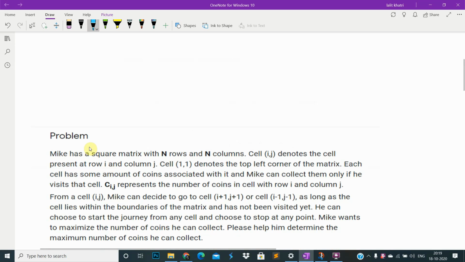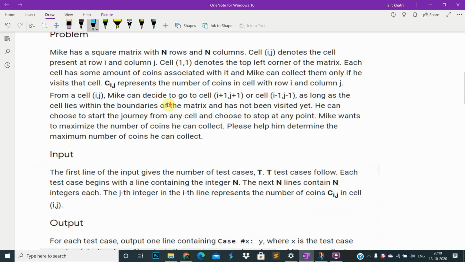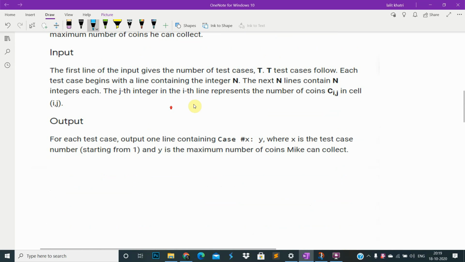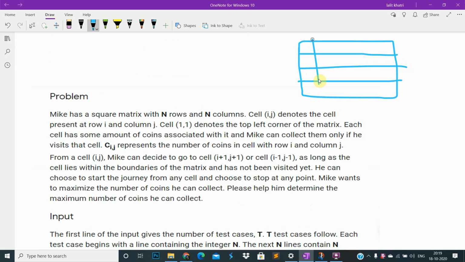Kickstart Round G B problem, or you can say "Collect the Maximum." It is given in the question that we have a matrix of n cross n, and each cell has some coins. This cell has some coins, this cell has some, and this some. All of them have some coins. Now we have to collect the maximum coins.